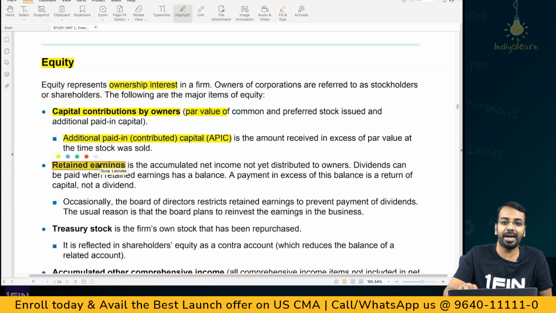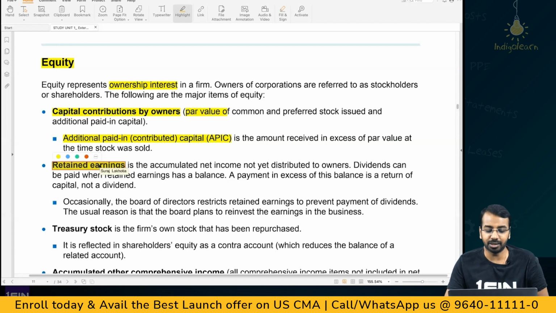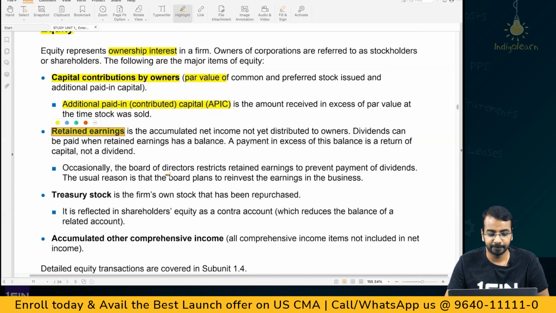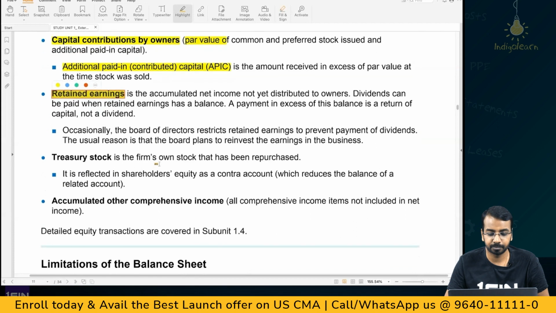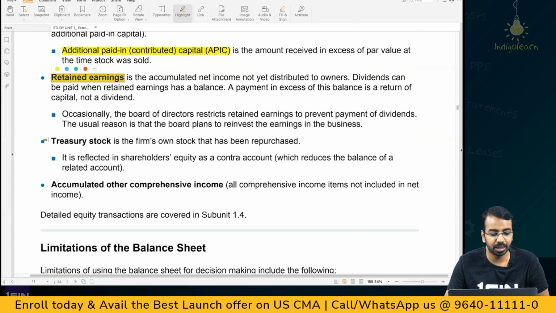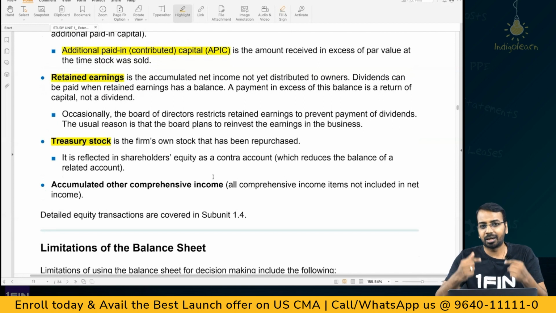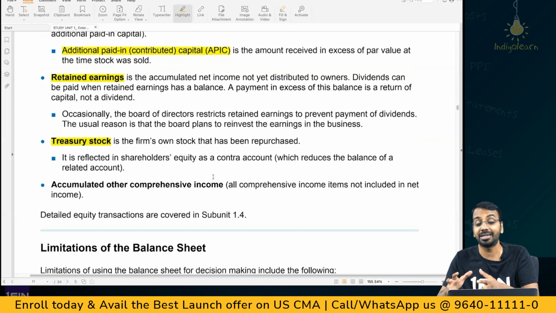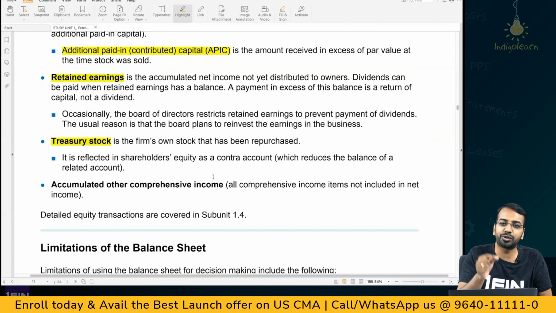Any dividends which are paid out of the retained earnings. Then treasury stock. Sir, what is this treasury stock? The company, when it purchases its own shares and holds it as investment, that is called treasury stock. So shares bought back but not yet cancelled are shown as treasury stock. This is shown as a negative item in the equity section.